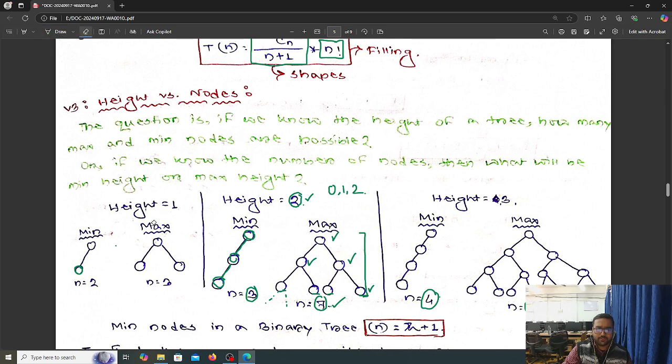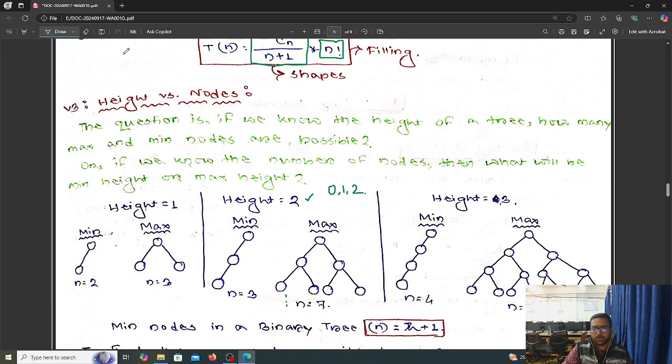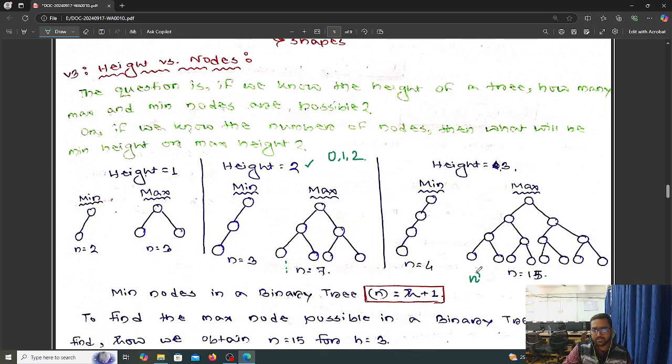If you see, for height equal to 1, the minimum number of nodes required is 2. For height equal to 2, the minimum number of nodes is 3. And for height equal to 3, the minimum number of nodes is 4. So if the height is h, what is the minimum number of nodes? The minimum number of nodes in a binary tree should be 1 greater than the height.